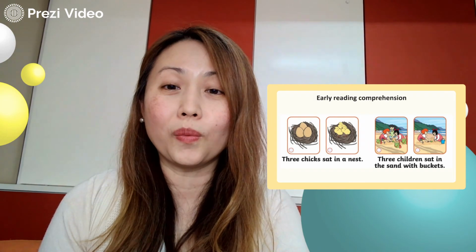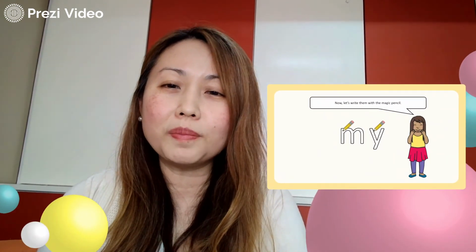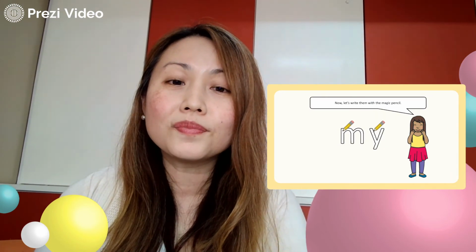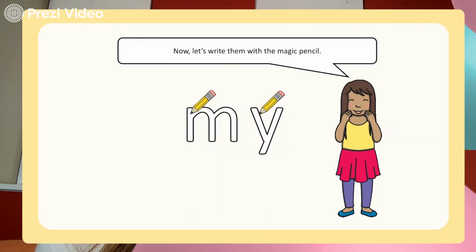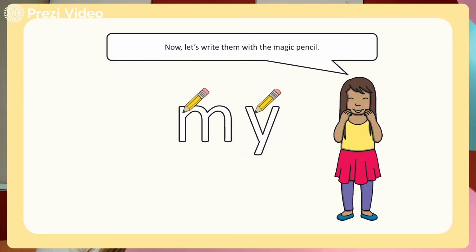And of course, let's not forget tricky words. So these are words that cannot be spelled or cannot be read phonetically, so you have to go through the spelling with them. So for instance, my, so they can trace it and then repeat after you, mine.